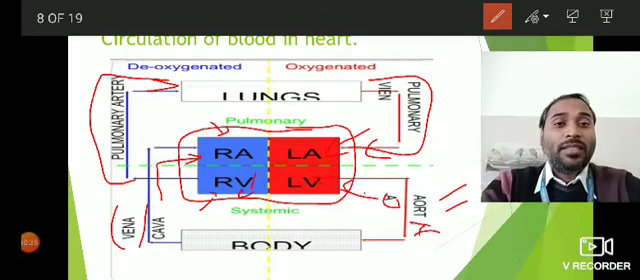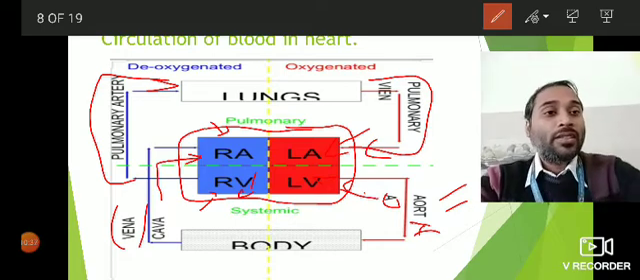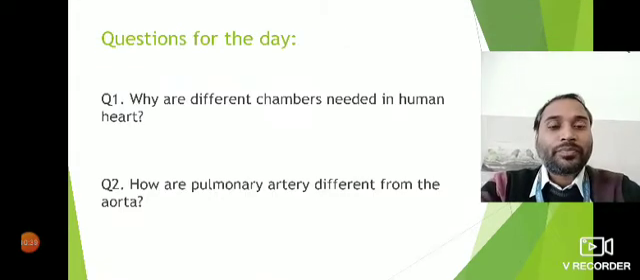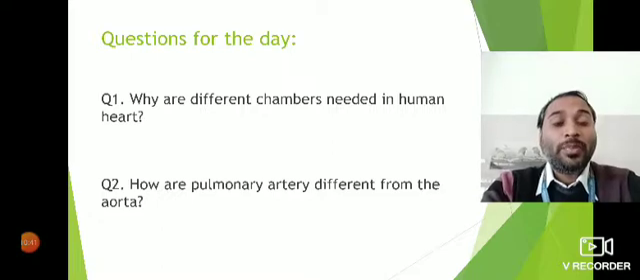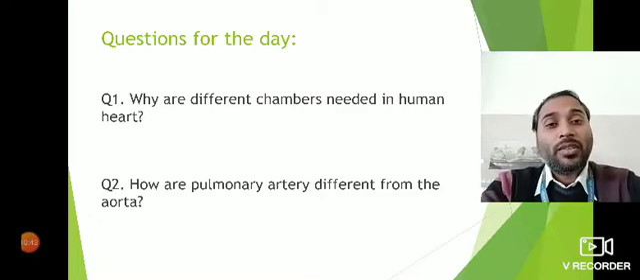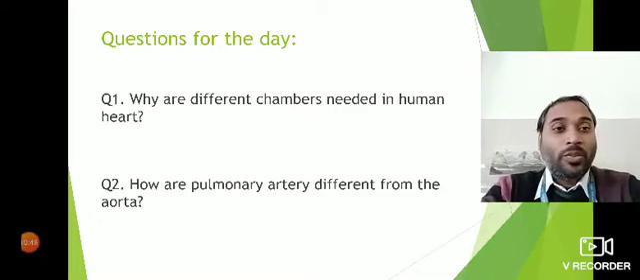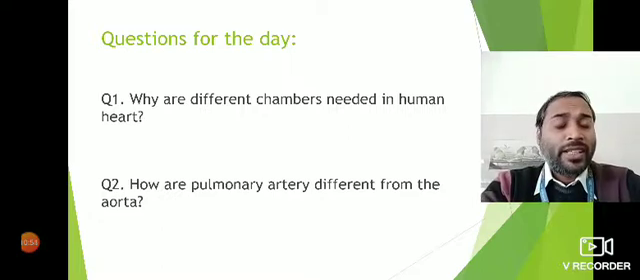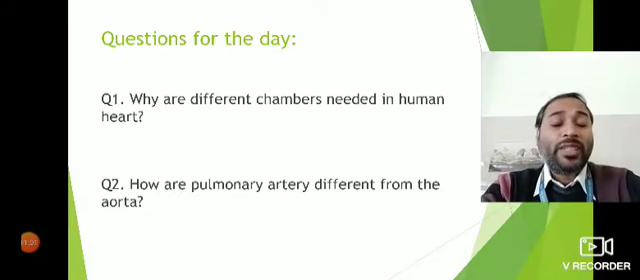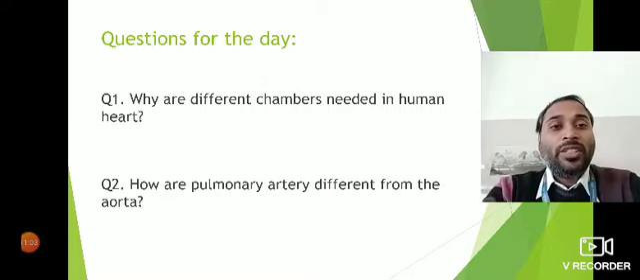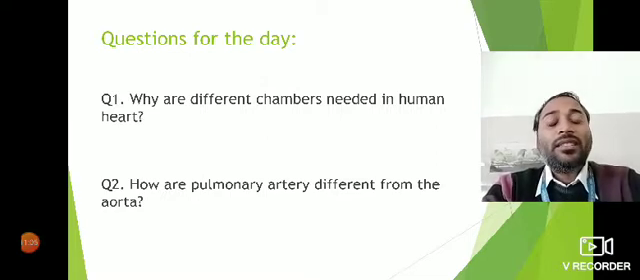Now let us see what the questions for today's class are. Okay, so these are the questions. Please try to answer these questions. Question number 1, why are different chambers needed in the human heart? I hope you got the answer. And how is the pulmonary artery different from the aorta? So please try to find the answers to these questions and submit them in the Google Classroom. This will be your home assignment. So please complete your home assignment and submit your answers in the Google Classroom.